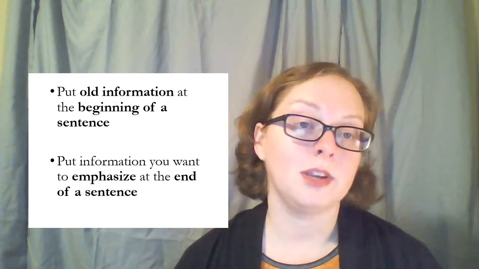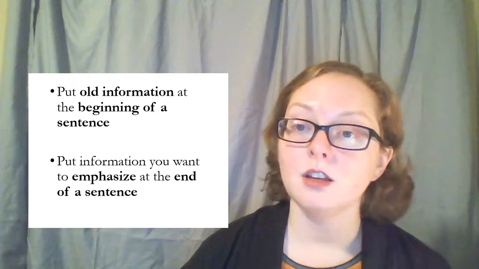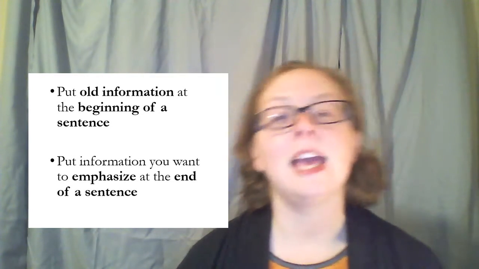Interestingly, the suggestions the book offers are very similar to two of the strategies offered by the Science of Science writing article we read at the beginning of the semester: putting old information at the beginning of a sentence, and putting information that you want to emphasize, often new information, at the end of a sentence. I'm going to say just a bit more about these two strategies and then give you a few examples of each one. First, old information at the beginning of the sentence.